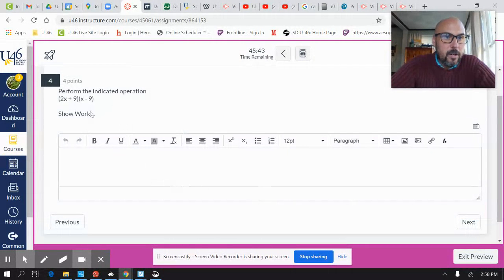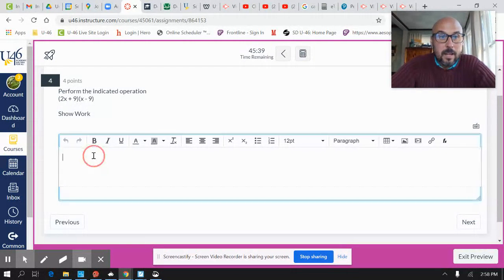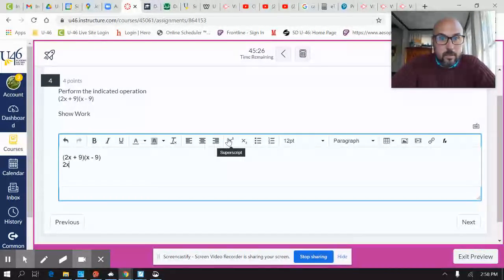Perform the indicated operation. Well, I don't see a plus or a minus between these two groups, so that means I multiply. So 2x plus 9 times x minus 9. So I have to double distribute or FOIL. So 2x times x is 2x squared. 2x times negative 9 is negative 18x. 9 times x is 9x. 9 times negative 9 is negative 81.